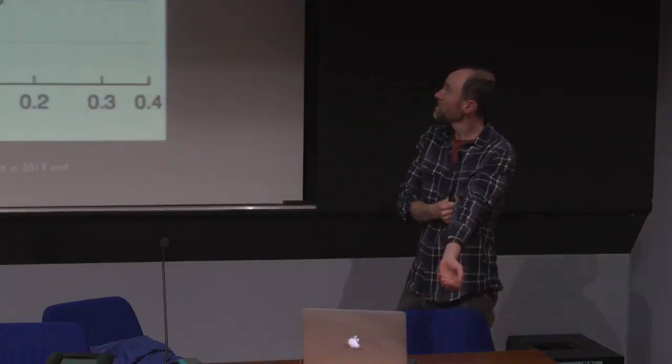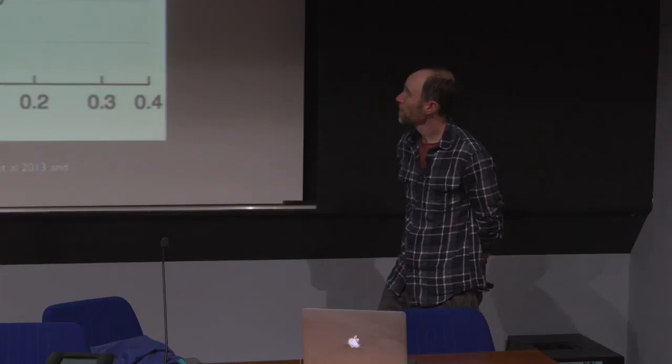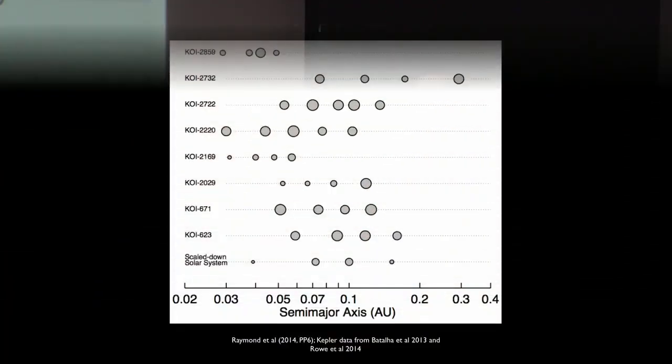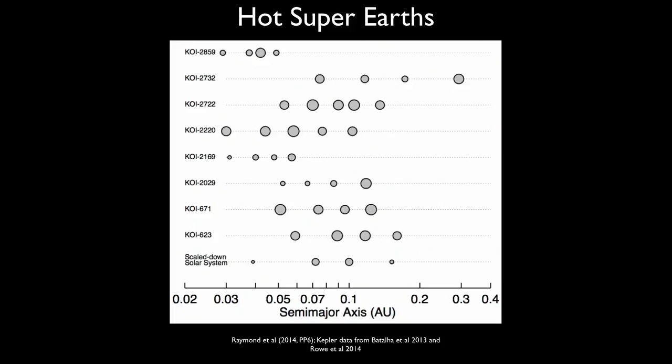Here's an illustration of a few different super Earth systems. These are just ones that I grabbed from the Kepler catalog to illustrate the orbital configuration of these systems. It's a log scale on the x-axis. What that means is that the distance between two planets can be read off as the period ratio, the ratio of the periods of the two planets.